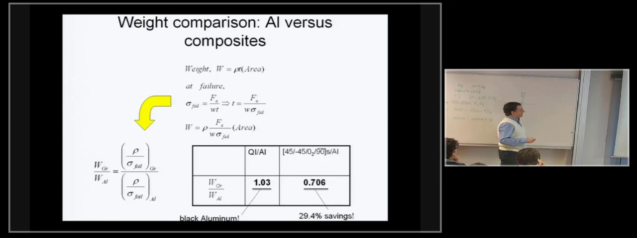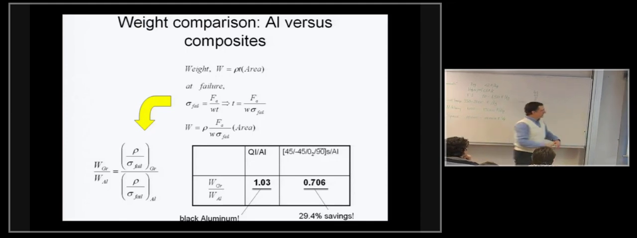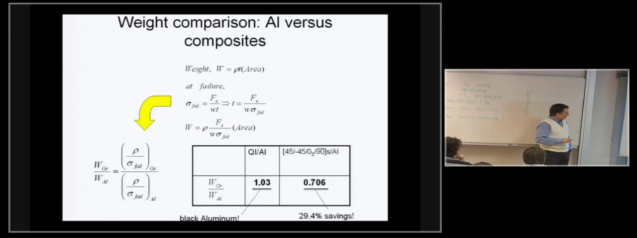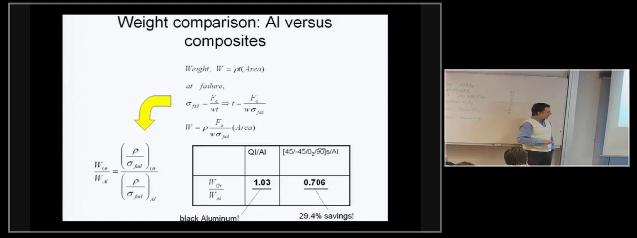And if I'm to compare graphite or carbon epoxy materials to aluminum, then the ratio of the weights would cancel out the applied force, which we assume to be the same, and would cancel out the width because we're having the same planar area, and we'll end up with a ratio of density to failure strength. And if we use a quasi-isotropic material, then you will find that it's actually slightly heavier, 3% heavier than aluminum, and this is the typical black aluminum. Black aluminum design uses quasi-isotropic, which means the stiffness is the same in all directions, and it's not very efficient. If you use the more efficient design we just defined, then you are down to about 30% savings.